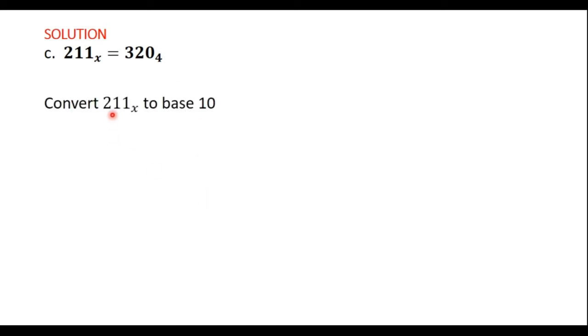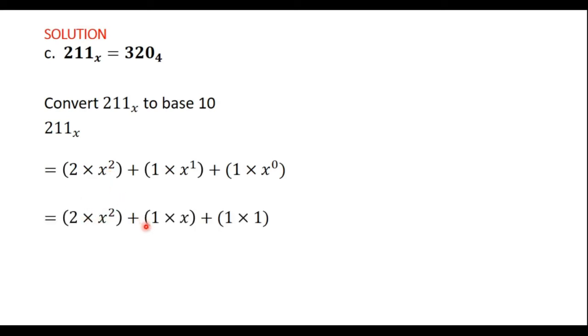In converting 211 base x to base 10, we use the same principles as we have been doing. So we have 2 times x plus 1 times x plus 1 times x, then you order the powers, 0, 1, 2. Remember, this time x is the base, so the powers will be given to the x's. So this is going to give us 2 times x squared plus 1 times x plus 1 times 1, since x exponent 0 is 1. So this will give us 2x squared plus x plus 1. So it means that we have converted this to base 10.